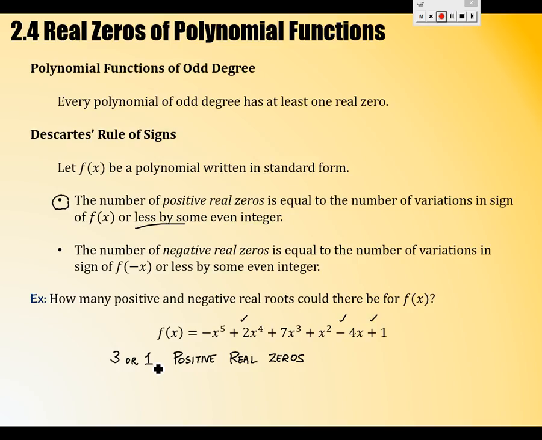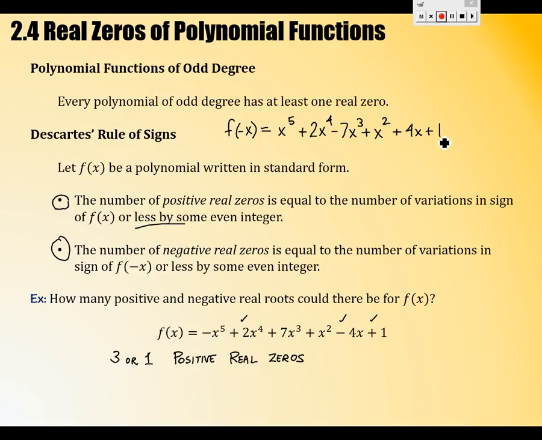And now let's worry about the left side of the function. So I'm going to write up here f of negative x. We're going to try and do the second bullet point now. We're going to try and figure out how many times this might cross the x-axis over there, on the negative x-axis. What is f of negative x? Here we go. Negative x to the 5th plus 2x to the 4th minus 7x cubed. We're just plugging in negative x. Plus x squared plus 4x plus 1.